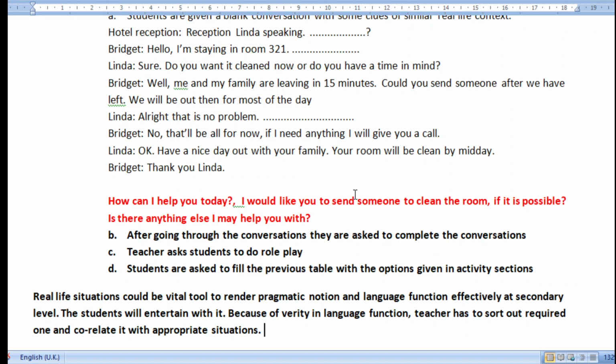Please give the conclusion. Don't leave your answer without a conclusion. That is good practice. You have to conclude because you have given a problem. Real life situation could be vital to render pragmatic notion and language function effectively at secondary level. The students will enjoy it because that is the real life situation, and the teacher feels easy, confident, and comfortable to teach the language functions. Because of variety in language function, the teacher has to sort out the required ones and correlate them with appropriate situations. Okay, that's my answer.